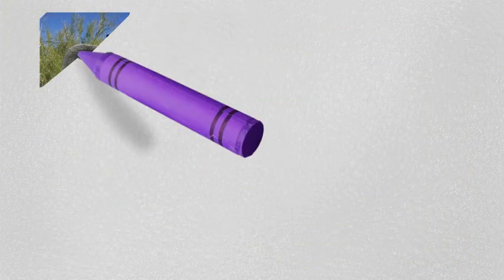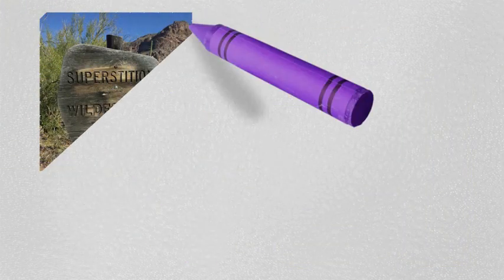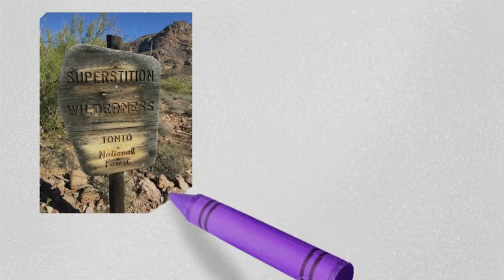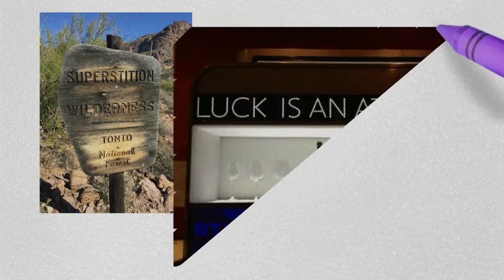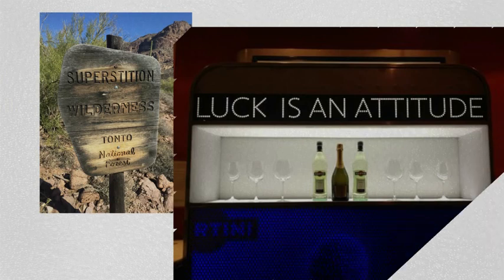First of all, we can define the word superstition: a belief or practice resulting from ignorance, fear of the unknown, trust in magic or chance, or a false conception of caution.